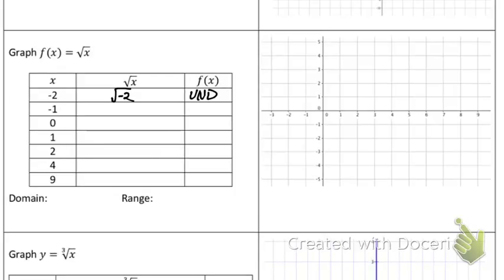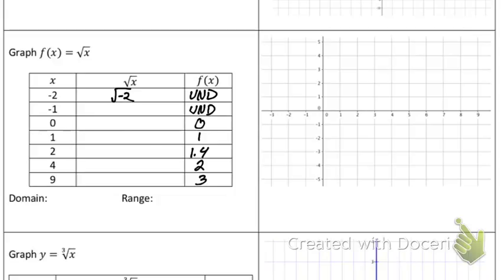All right. So the first one, we're just taking square roots of the values. I am taking the square root of -2, that's undefined. The square root of -1, that is also undefined. Hold on, guys. I'm talking right now. Square root of 0 is going to be 0. Square root of 1 is 1. Square root of 2 is 1.4 about. Square root of 4 is 2. Square root of 9 is 3.